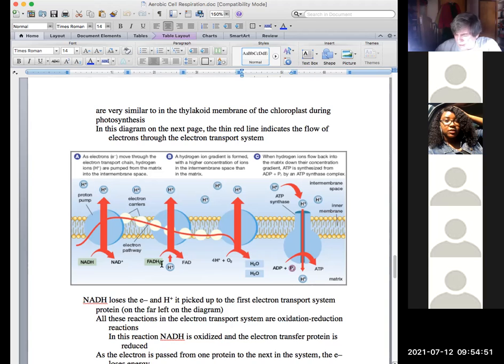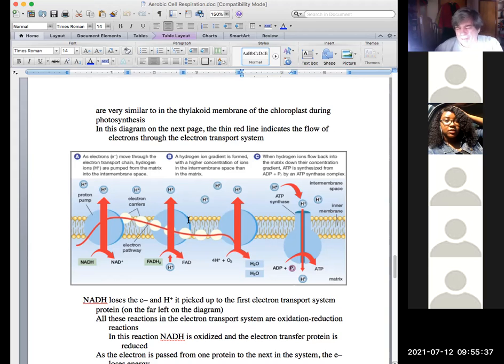Now, FADH2 does the same thing, except FADH2 drops off its hydrogen and electron kind of partway down the line. And one of the reasons is because NAD plus picks up high energy electrons. FAD picks up low energy electrons. So our electrons from FADH2 come in here. They get passed down through several of these electron transfer proteins. And again, as they do, they lose some energy. And the energy is used to pump hydrogens out into that inner membrane space again.